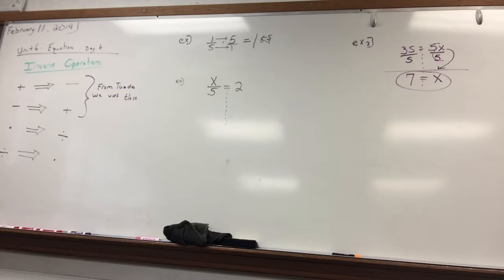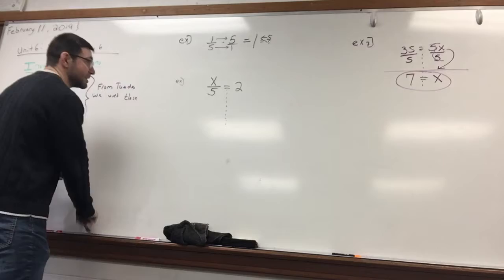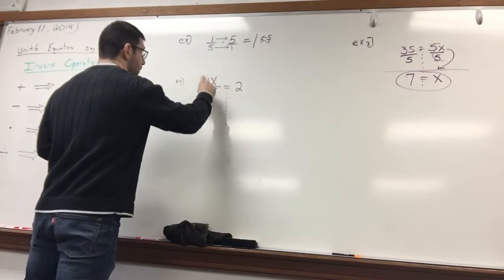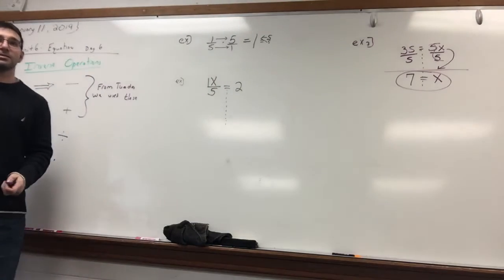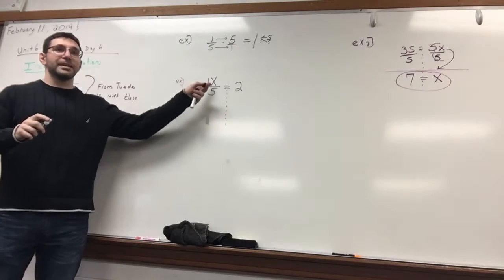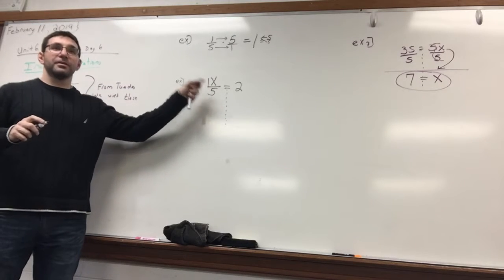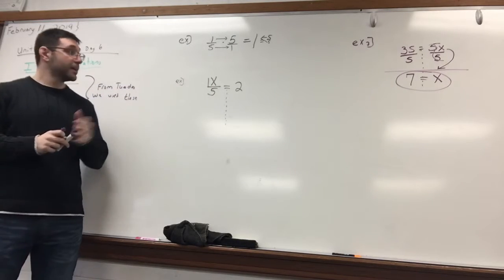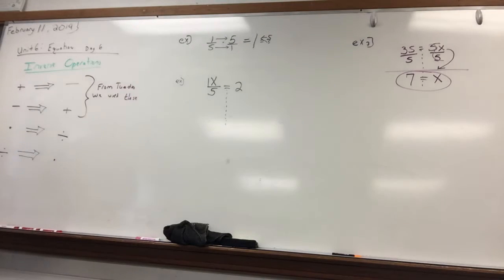Ryan, how many? 1. Okay, so Ryan said there's 1x. I'm going to disagree with Ryan a little bit. I would absolutely put a 1 in front of the x. But that doesn't give me 1x, that gives me 1/5 of an x. Okay? So we have 1/5 of an x.